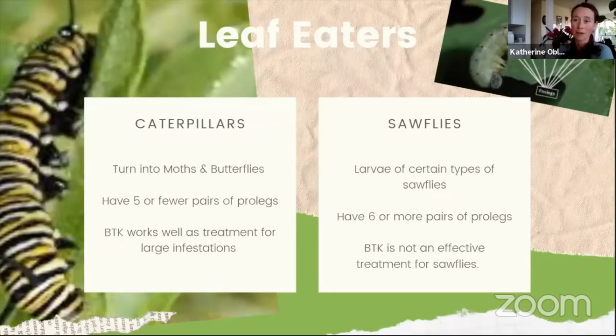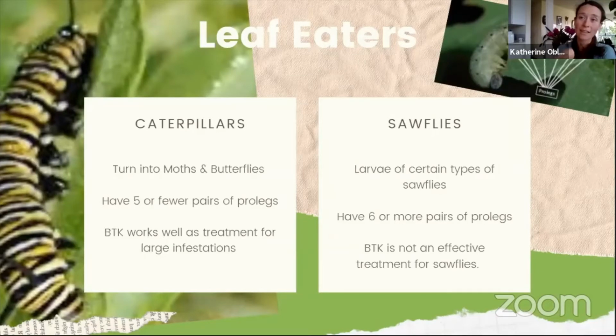And why this matters is, let's say you have a rose and someone's been eating holes and you see that it's got this green worm on here. It could be a caterpillar or it could be a sawfly.